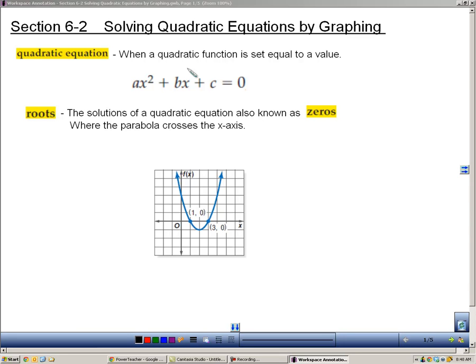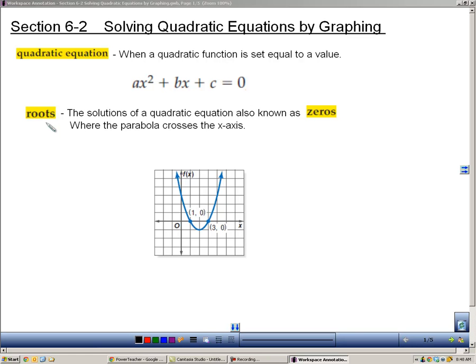Section 6.2 is about solving quadratic equations by graphing. When you take a quadratic function and you set it equal to 0, you create what's called a quadratic equation, and quadratic equations can then be solved.